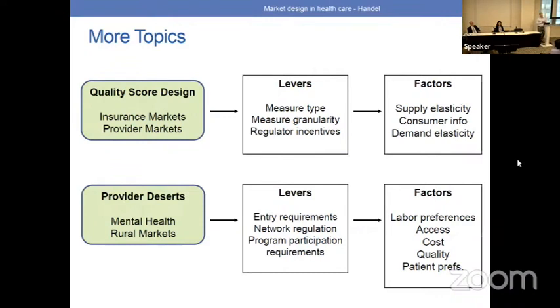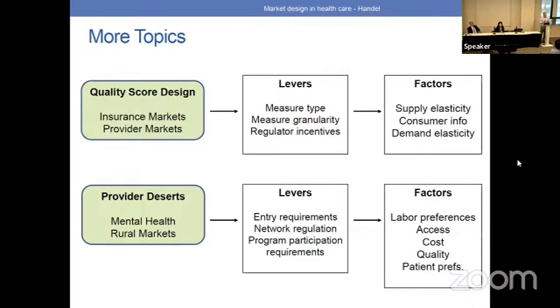There's been some really nice new research in this area by Ben Vatter, who is somewhere here. And here, there's a lot of interesting market designer issues. How do you want to set the quality scores? If you're thinking about levers, what do we want to measure? So have inputs into these quality scores. How granular do we want these measures to be?